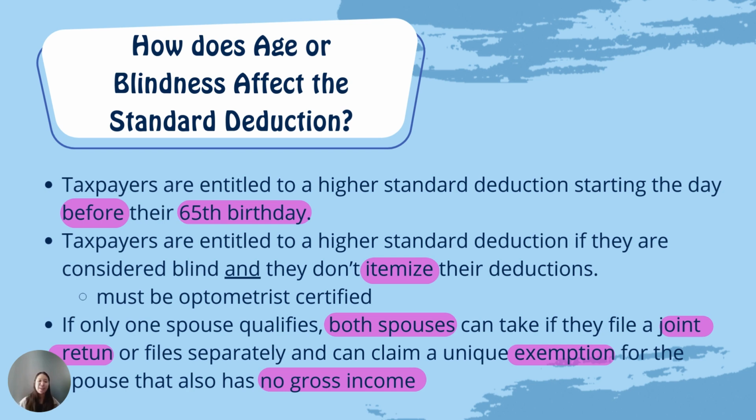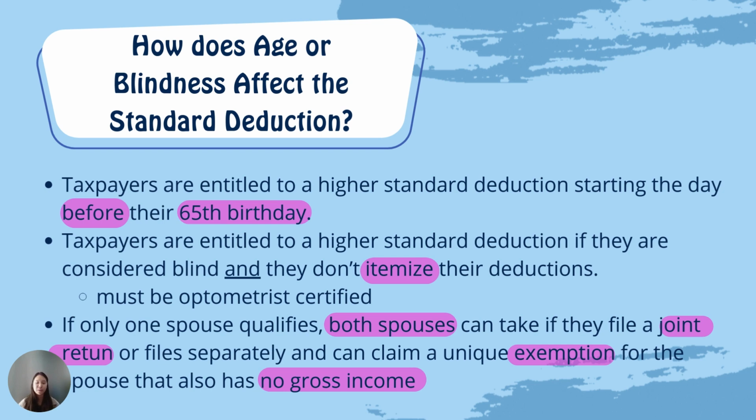But if only one spouse qualifies as either greater than 65 or blind, and your taxpayer is the other spouse and they want to take that higher deduction, they can take it only if they file a joint return, or if they file separately and claim a unique exemption. A unique exemption is basically just they're the only ones that can take the exemption. There's not another person who can take the exemption for the spouse that also has no gross income.